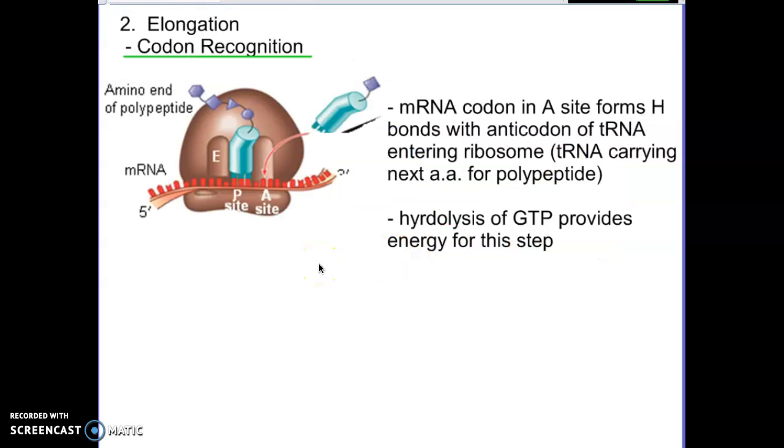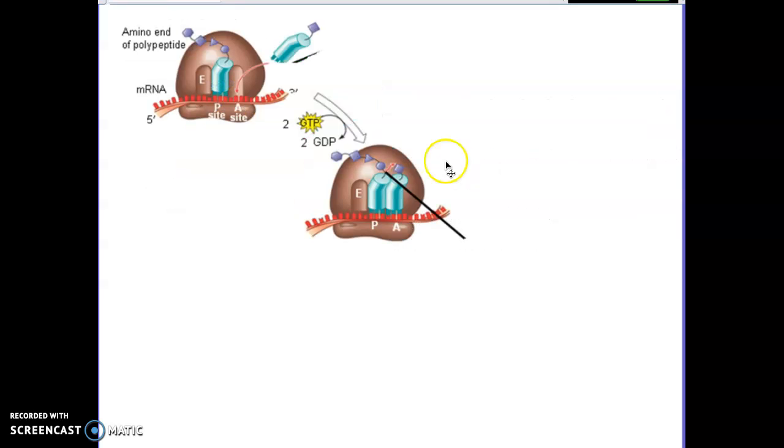Okay, so first thing it has to do is recognize the codon. It's got to figure out which amino acid the gene is looking for. Okay, so your GTP is what provides the energy for this particular step, and you use ATP when you're hooking them together. Okay, so here is the codon of what we need. Notice it is in the A site. This is the one that it's going to add. This tRNA molecule is going to come in here, and notice it has the amino acid attached to it. Okay, so here's your growing protein chain. Here's the next one that needs to be added.